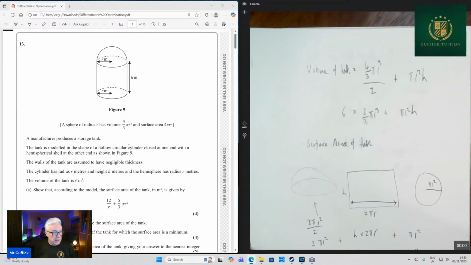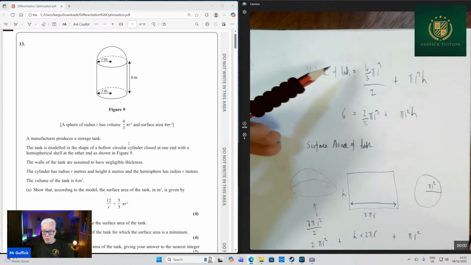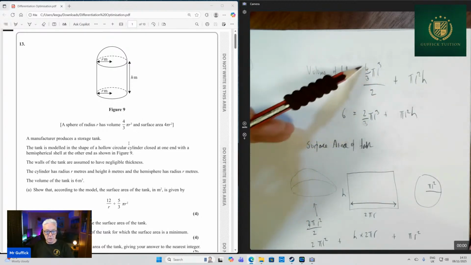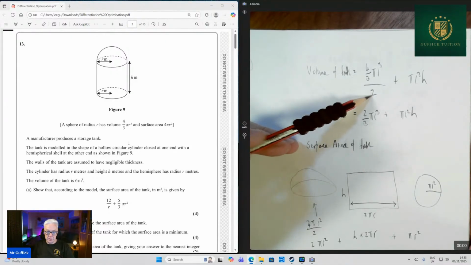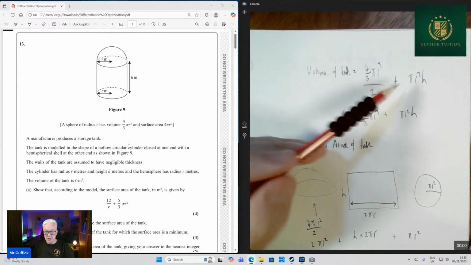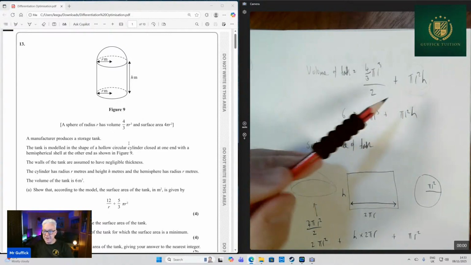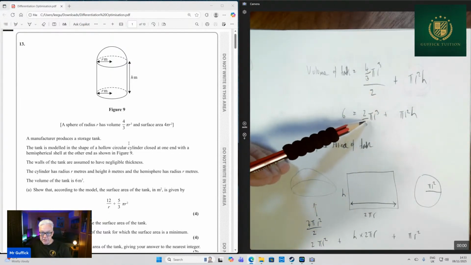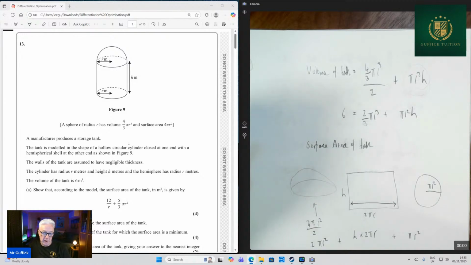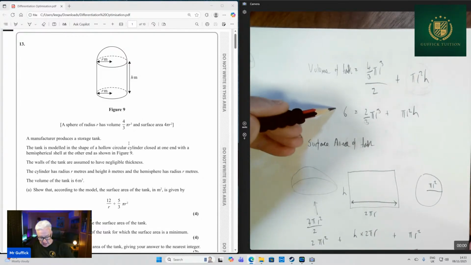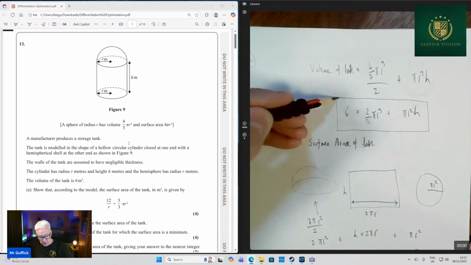Let's have a look at the volume of the tank. We've got the hemispherical shell, which is half of a sphere, so 4/3 pi r cubed divided by 2, which is 2/3 pi r cubed. Then we've got the cylinder, which is pi r squared h. So the volume is 2/3 pi r cubed plus pi r squared h. We add those two things together to find an expression for the volume of the tank.